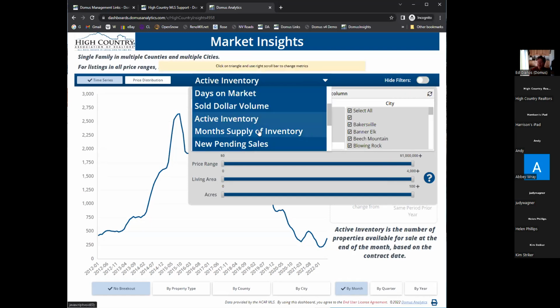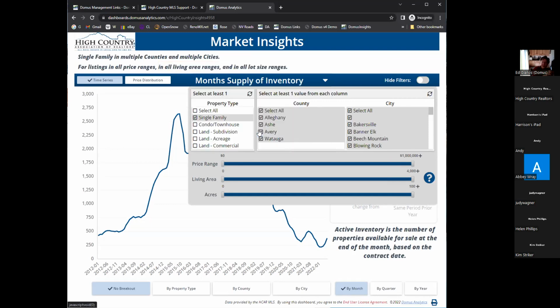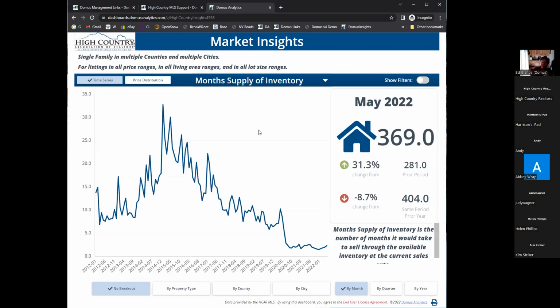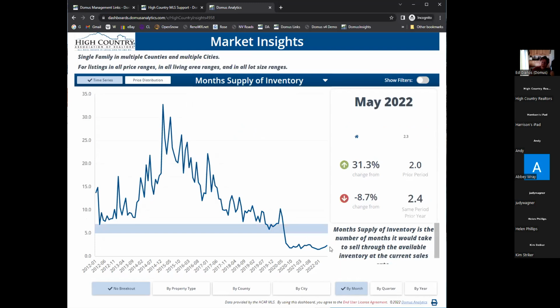The months supply of inventory, or the absorption rate, is that end of month active inventory divided by your sales volume. And we as realtors know this is the amount of time it's going to take to sell through our inventory. Realtors as a whole use this to decide whether or not we're in a buyer's market or a seller's market. A couple of other things I look at for that. Anyways, you can see that back in 2020, your market dropped deeply into a seller's market, and you have about 2.3 months of inventory right now.